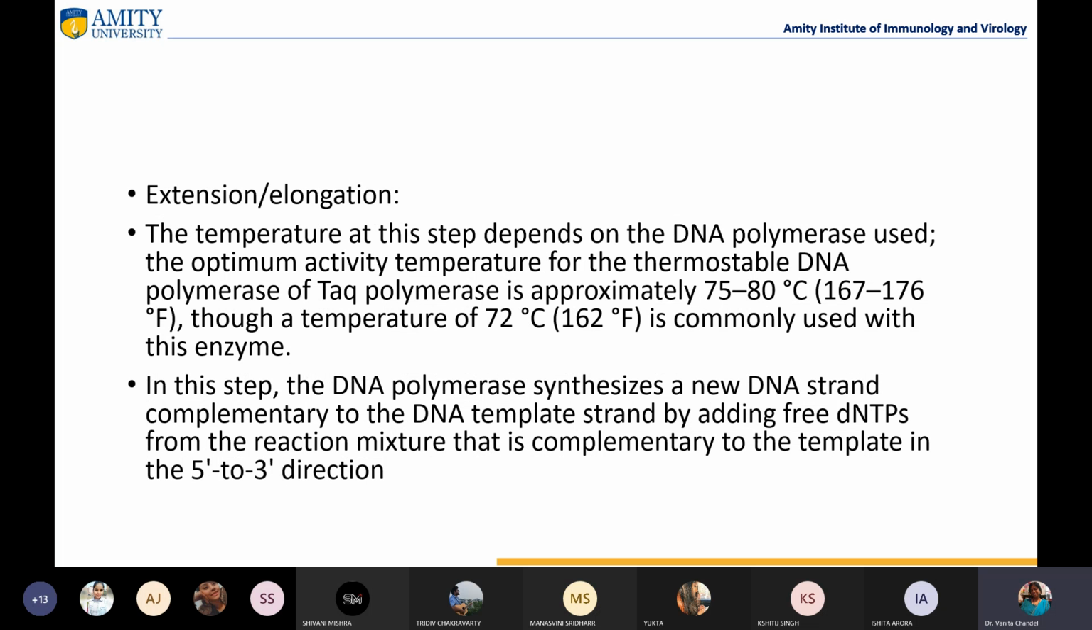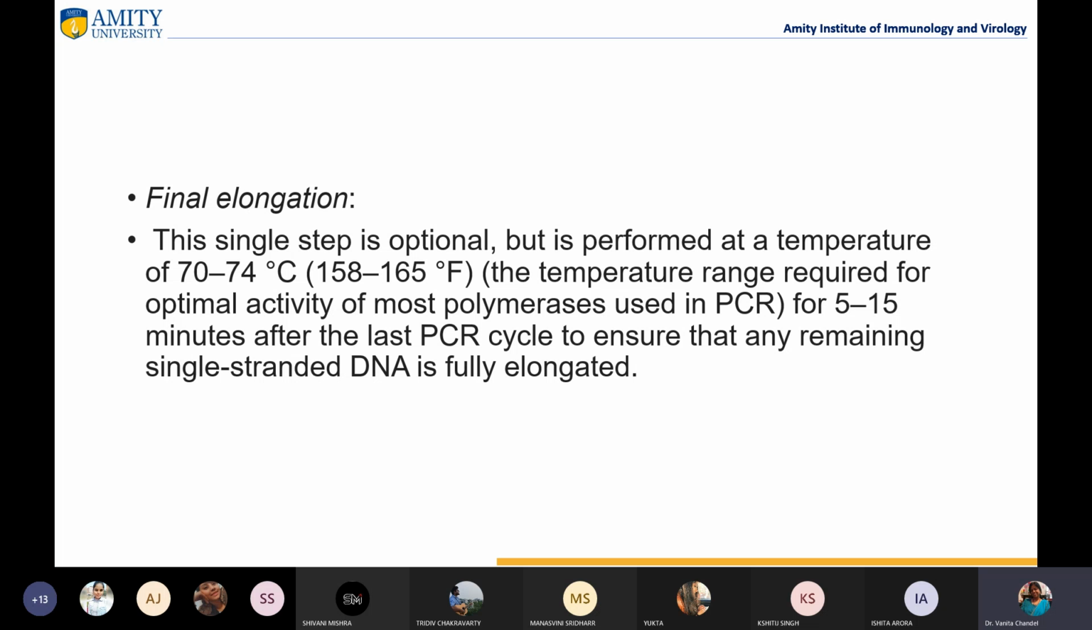Then the next step is the extension or elongation. The temperature at this step again depends upon the DNA polymerase that we are using in the reaction. Mostly we use Taq DNA polymerase, which is very thermostable, and its efficiency remains good up to 75 to 80 degrees. Though 72 degrees is the recommended and commonly used temperature, they are usually good at that temperature. At this step, the DNA polymerase synthesizes the new DNA strand complementary to the DNA template by adding the dNTPs that we have used in the reaction mixture, right?